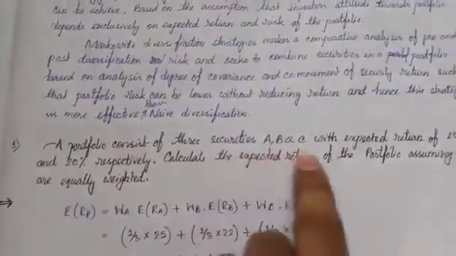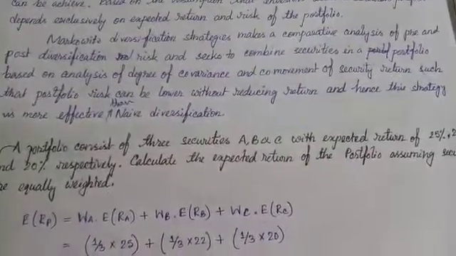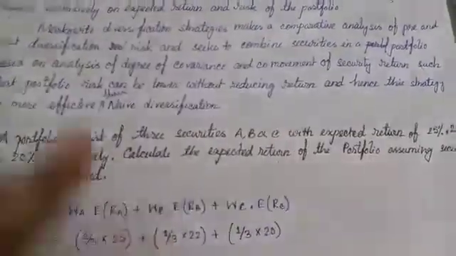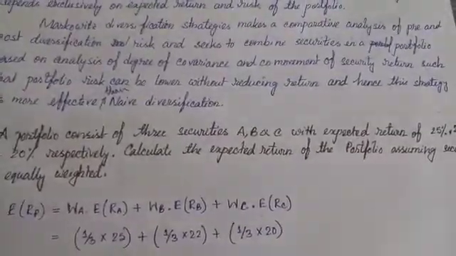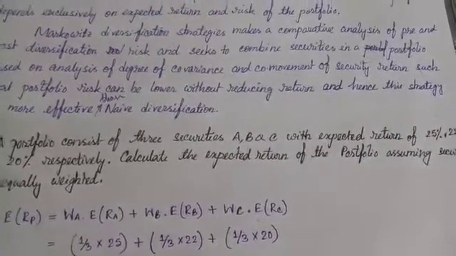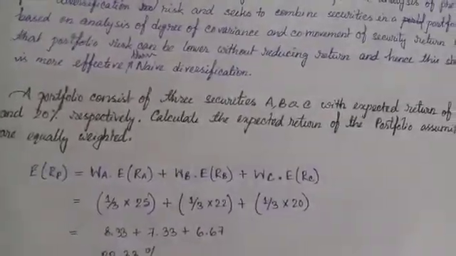Now since the securities are equally weighted and here we hold three securities, the weight associated with each security is 1/3. So WA, WB and WC, that means weight of security A, weight of security B and weight of security C are equal to 1/3 since they are holding in equal proportion.